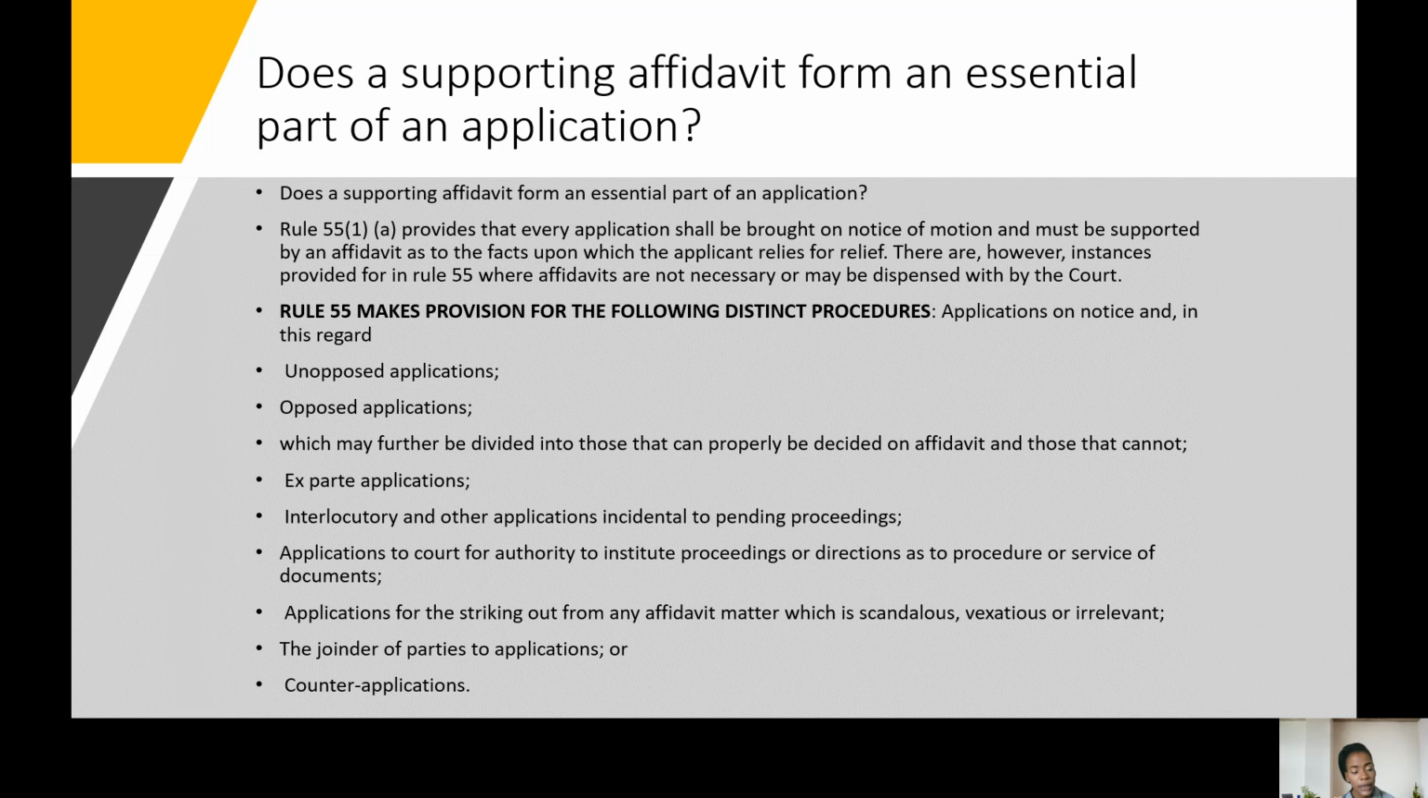Application on notice, and in this regard, unopposed applications, opposed applications, which may further be divided into those that can properly be decided upon an affidavit and those that cannot. Ex parte applications, interlocutory and other applications incidental to pending proceedings, application to court for authority to institute proceedings, or directions as to procedure or service of documents, application for striking out any affidavit matter which is scandalous, vexatious, or irrelevant, the joinder of parties to an application or counter applications.